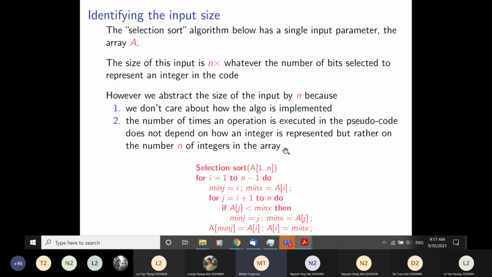Okay, so there are lots of other details here that you can read. But here's my algorithm. There are n integers in the array, so n is going to be my input size, and my for loop is indexed with the input size, with the size of the array.